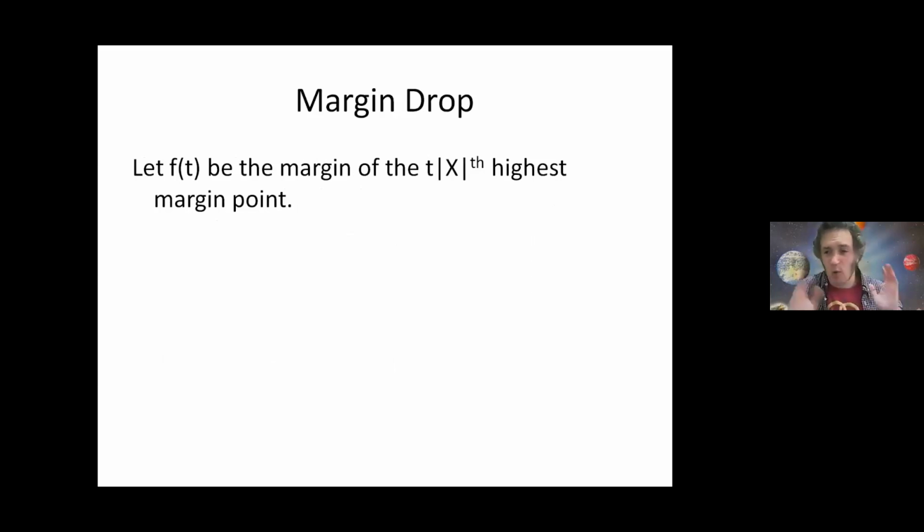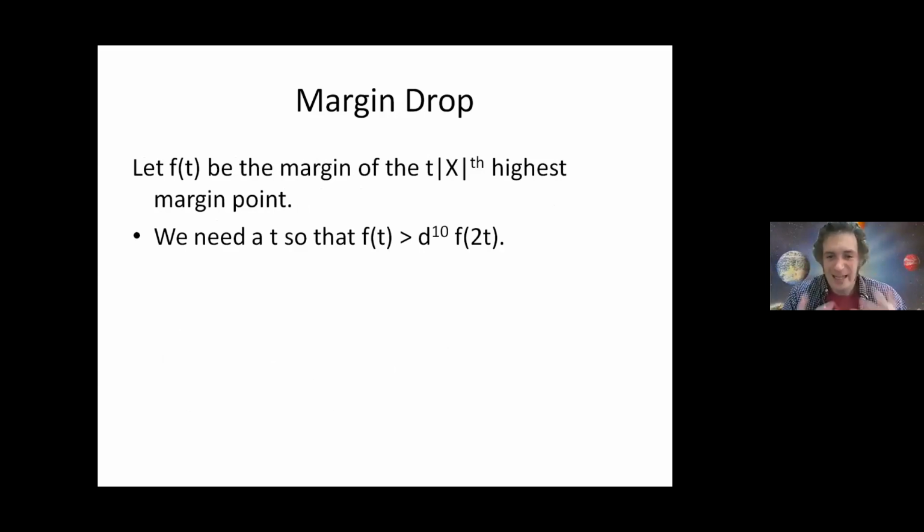Now, of course, in order to get this to work, there has to be a drop. There has to be an actual place where it can split into high margin and low margin, where the drop is pretty substantial. And to think about this, let's let f of t be the margin of the t times size of X highest margin point.